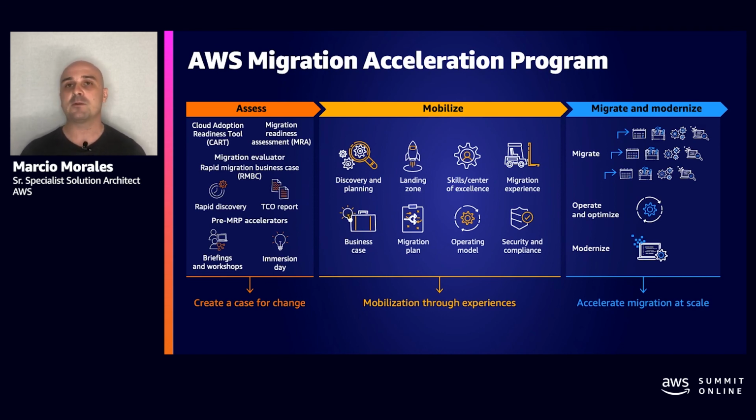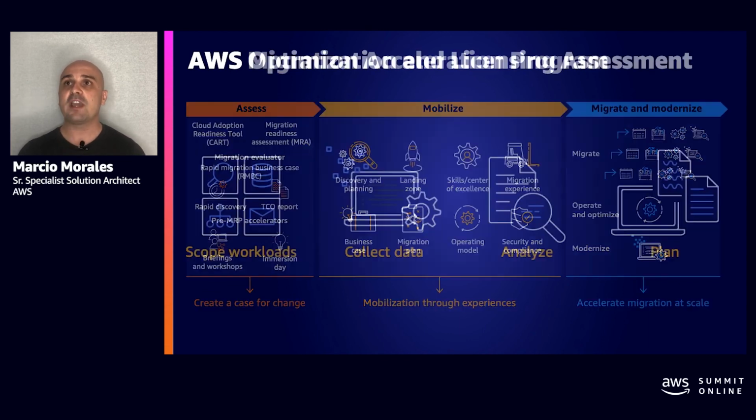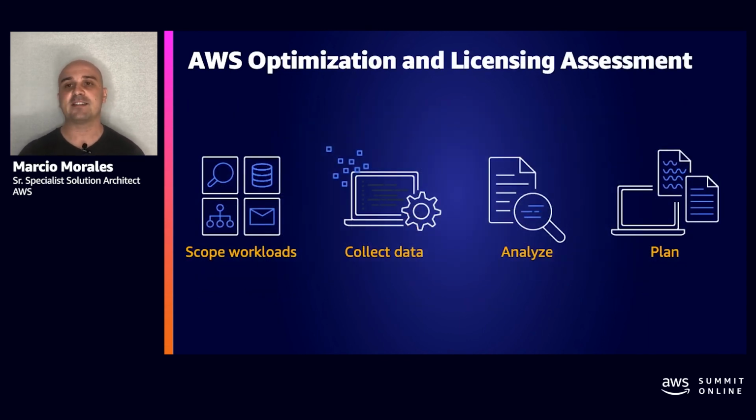The Mobilize phase is where assessment and the operating model are going to be created. We are going to train your team to do that. Then you have Migrate and Modernize, where migration really happens. We are going to work with you to create, operate, optimize, and modernize your apps. And also we have the AWS Optimization and Licensing Assessment, which is a program that is going to help you to scope your workloads, to identify workloads that have quick wins on optimization.